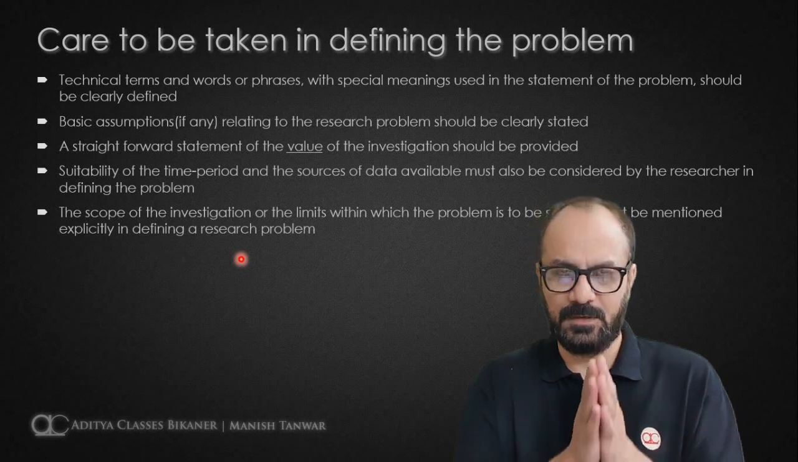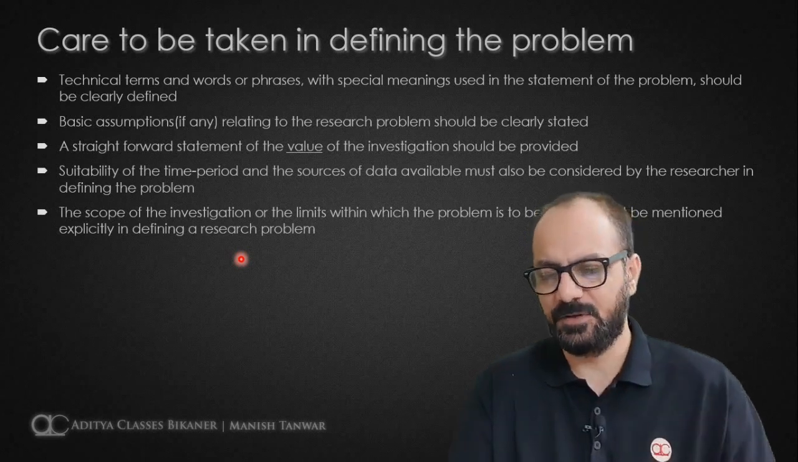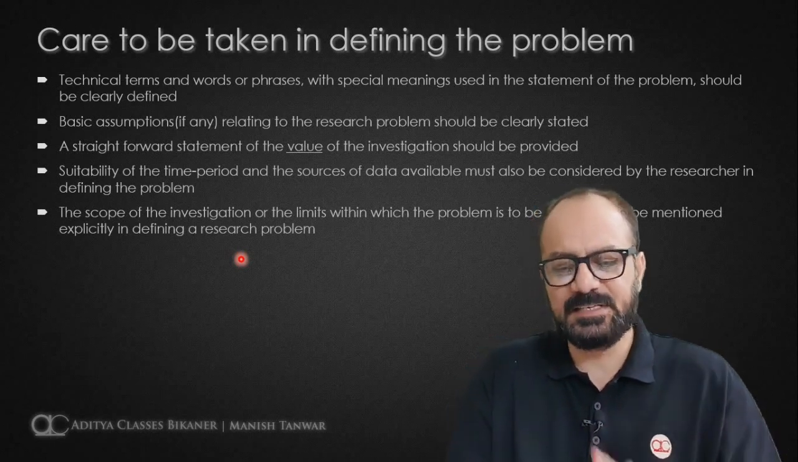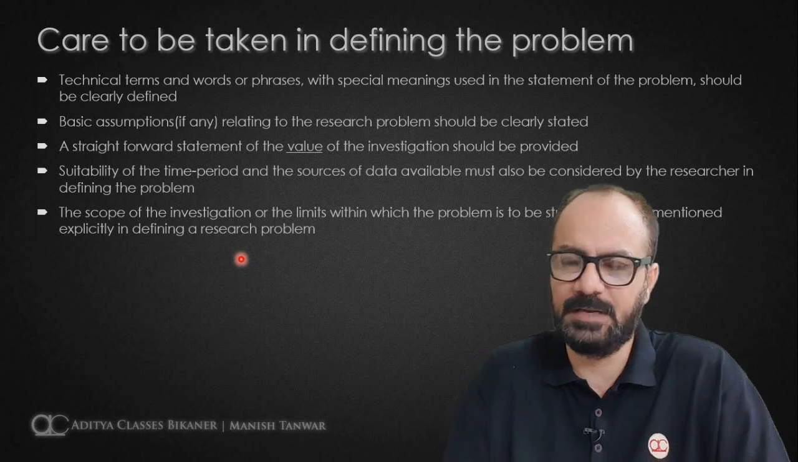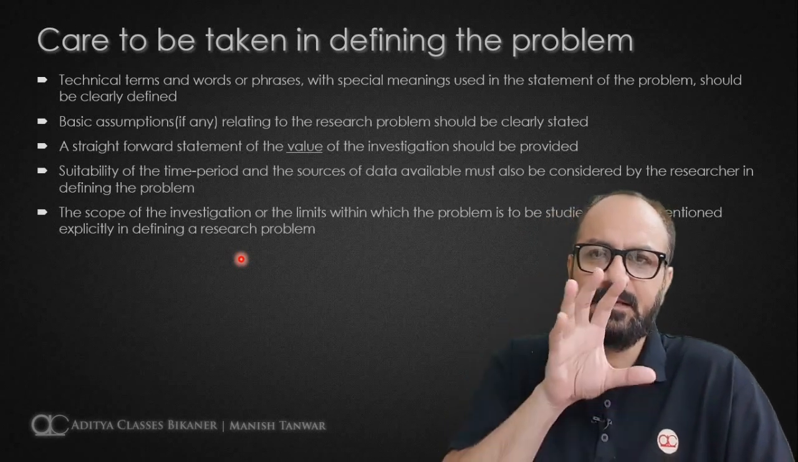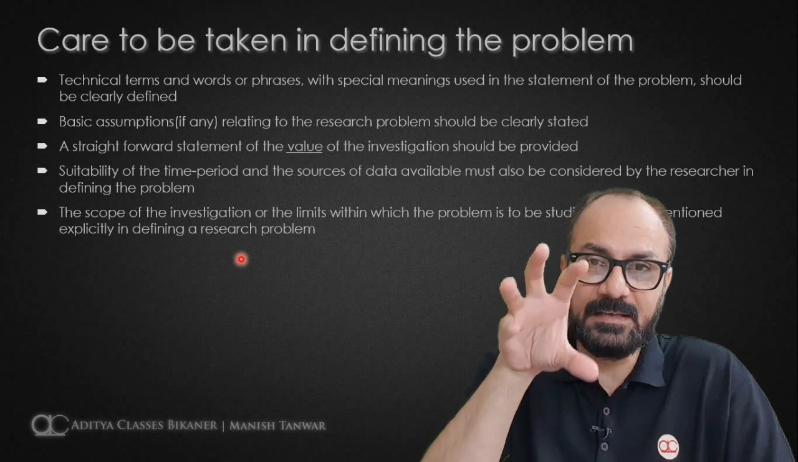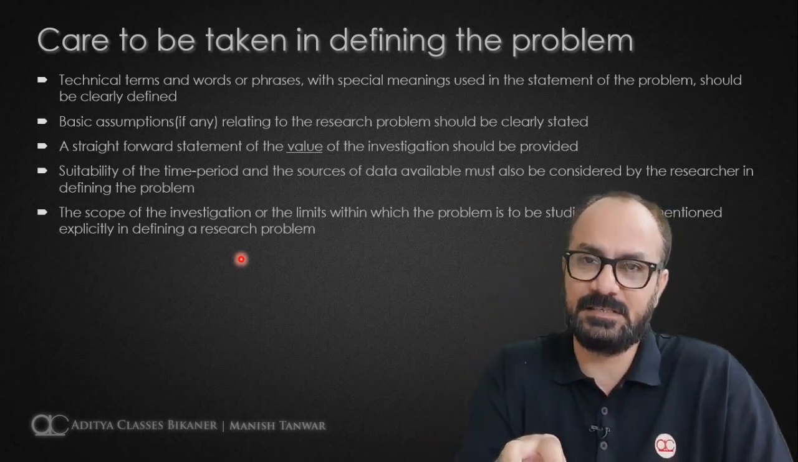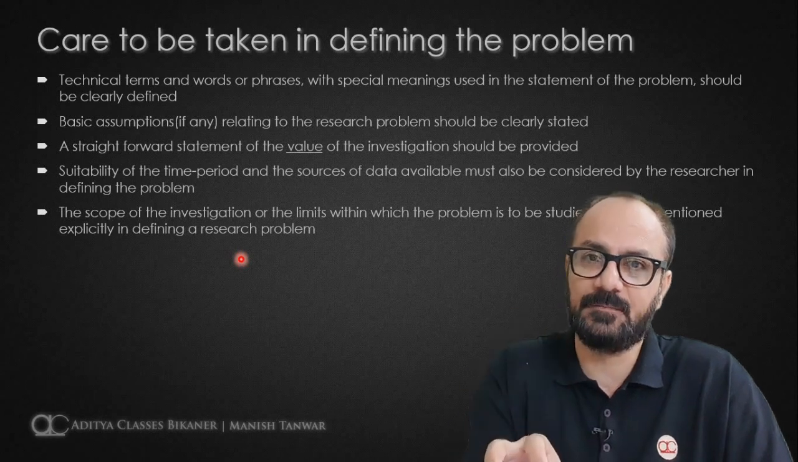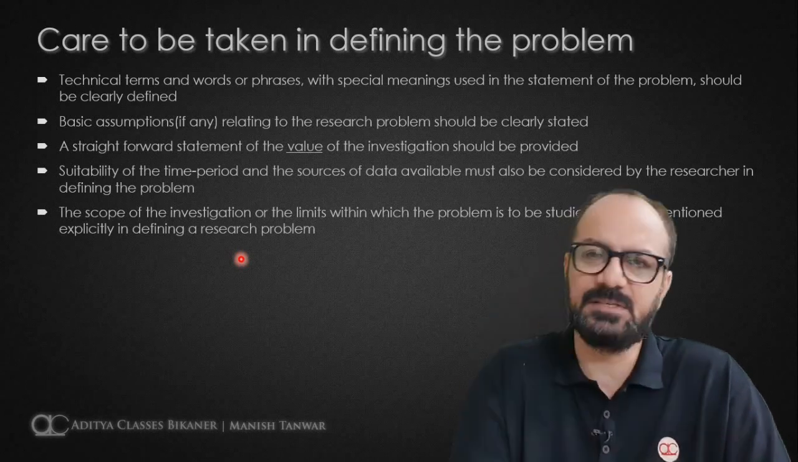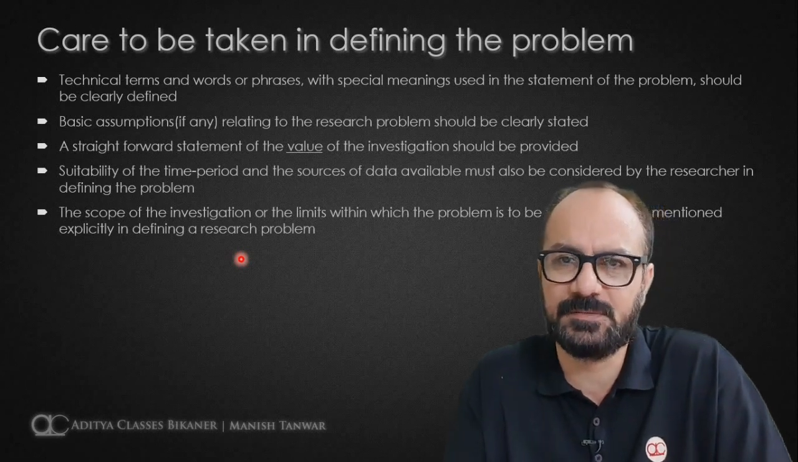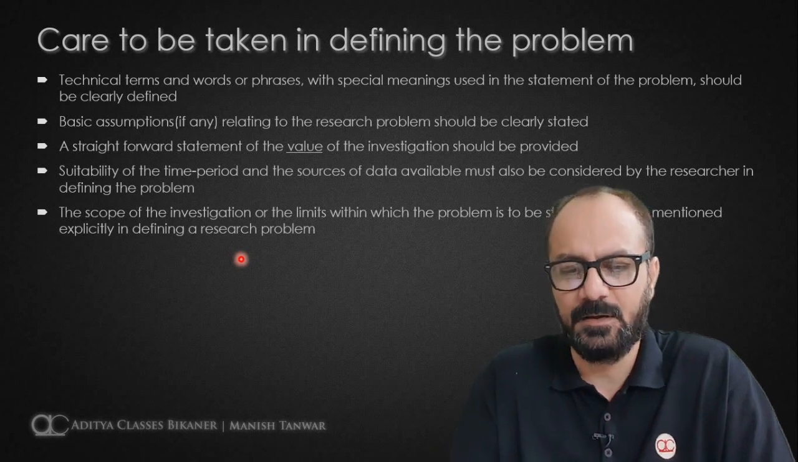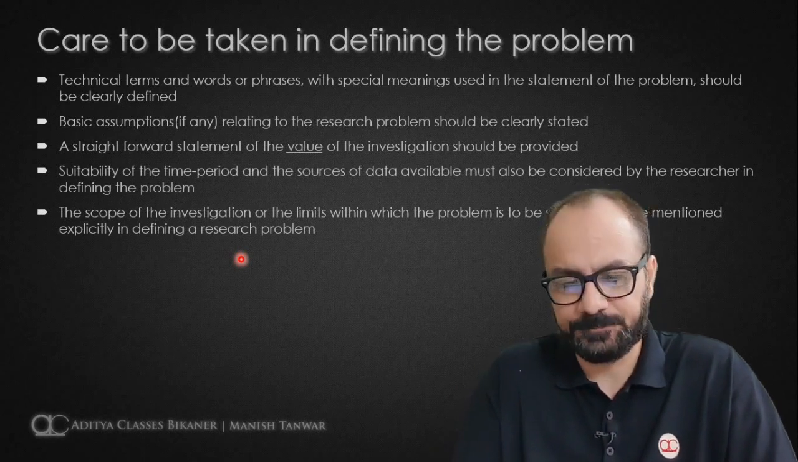So, you should list down the scope and limitations within which the problem is to be studied, and they must be mentioned explicitly in defining the research problem. Whenever you are defining the research problem, you should tell that when I say marketing, this is what I mean. When I say Rajasthan, which particular area of Rajasthan I mean: North Rajasthan, urban or rural. Be very precise. Tell me scope, tell me limitations. These things should be taken care of in defining the research problem.